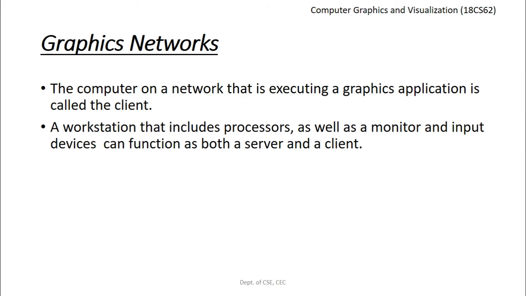Various resources such as processors, printers, plotters and data files can be distributed on the network and shared by multiple users. A graphics monitor on the network is generally referred to as a graphics server. The computer on the network that is executing a graphics application is called a graphics client. A workstation that includes processors as well as a monitor and input devices can function as both a client and a server. So that is about graphics networks.